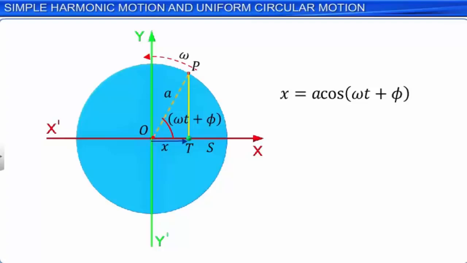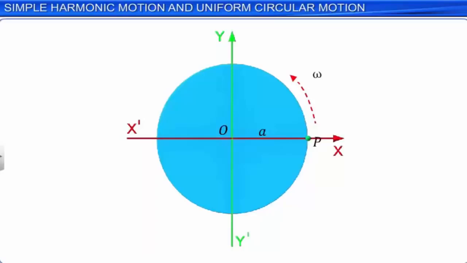If the revolving particle began its journey from the end of the diameter, then the projection on the diameter along the y-axis, its displacement will be 0, and the initial phase angle phi would be 0. Then, displacement y is equal to a sine omega t, which is equal to 0.